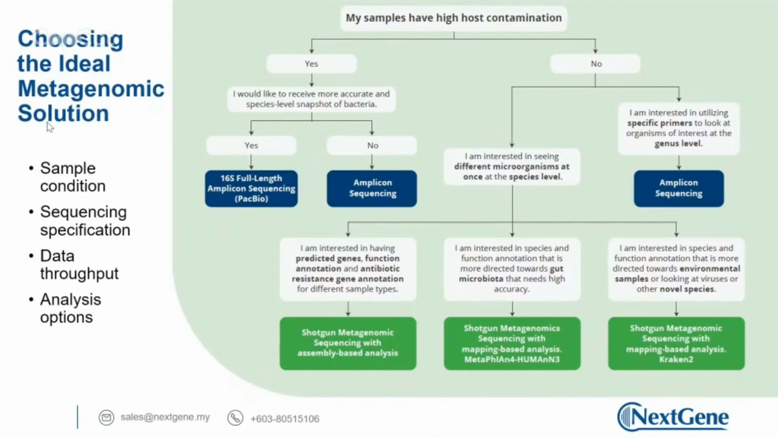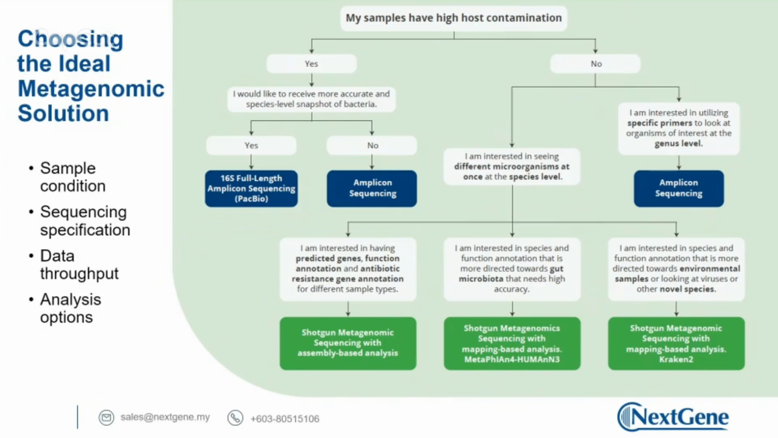Most of the time, it depends on the sample conditions, the sequencing specs that we are looking at, and how much data throughput we want. So some of the decisions can be made based on a flowchart like this. Maybe the first question we could ask is whether the sample has high host contamination.